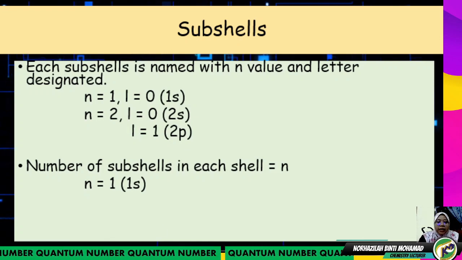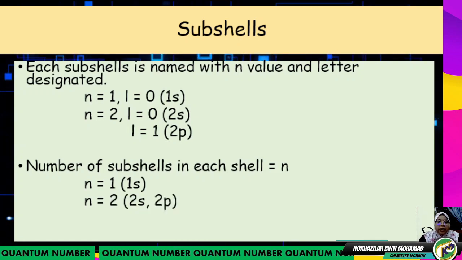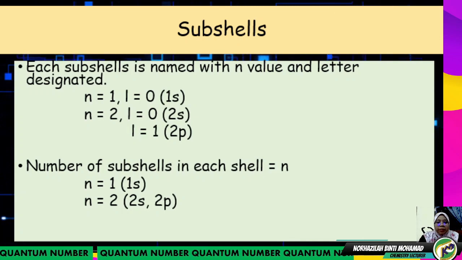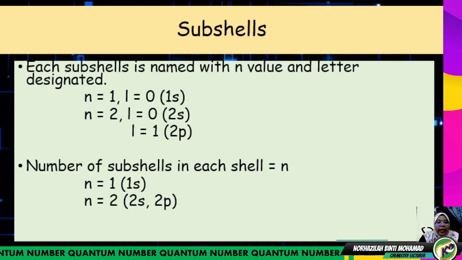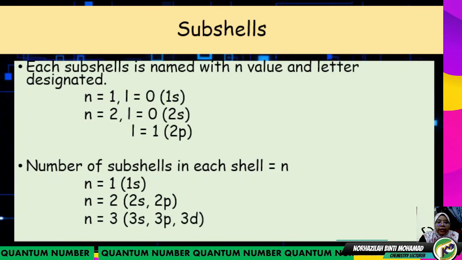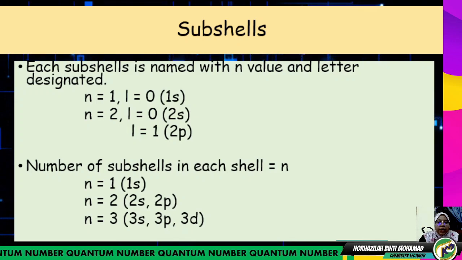For example, if n equals 1, you only have one subshell, which is 1S, because you only have one value of L, which is 0. If n equals 2, in shell 2 you have two subshells, 2S and 2P, because the L values for n equals 2 are 0 and 1. If n equals 3, you have 3 subshells, 3S, 3P and 3D, because you have 3 L values: 0, 1 and 2.